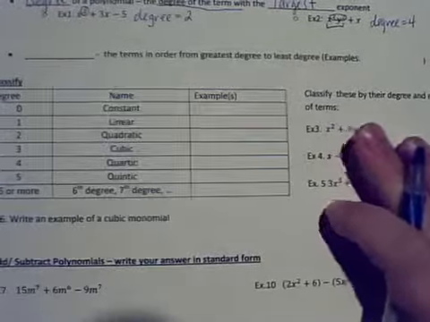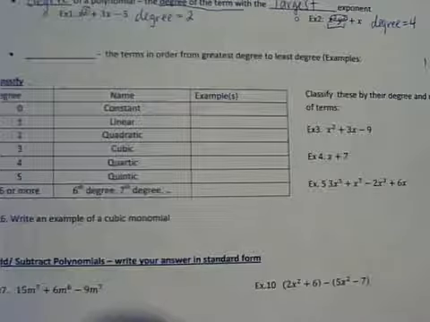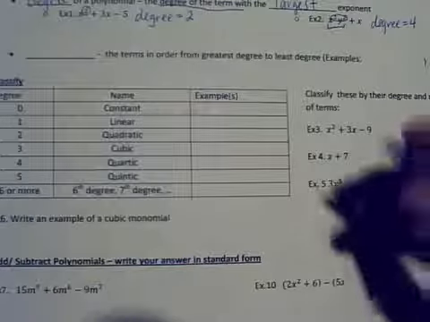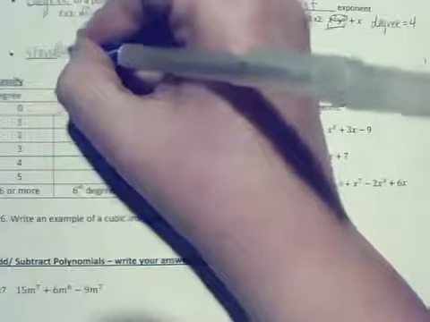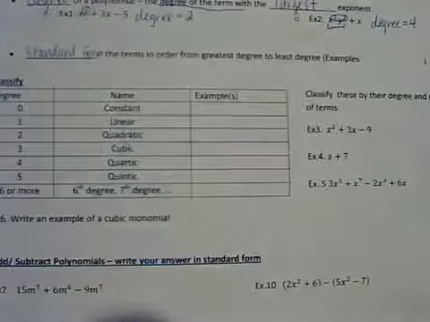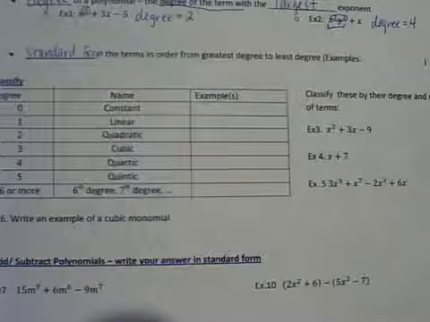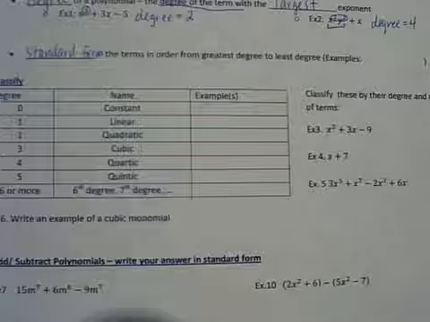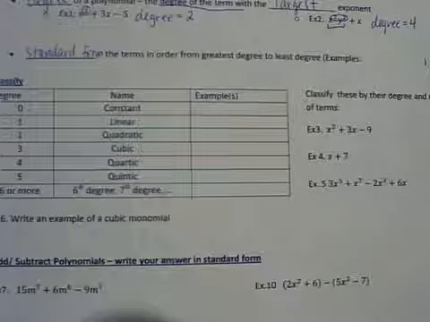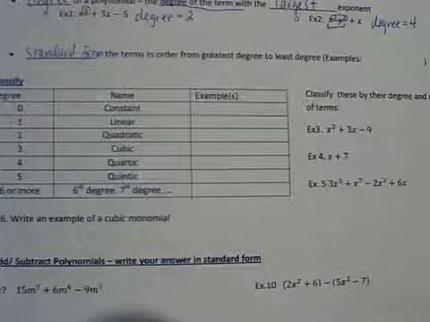Alright, the one thing when we talk about polynomials is that we want to put them in standard form. I'll be saying that a lot in class, that it needs to be in standard form. What that means is that your terms have to be in order from greatest degree to the least degree, so your highest exponent to the lowest exponent.